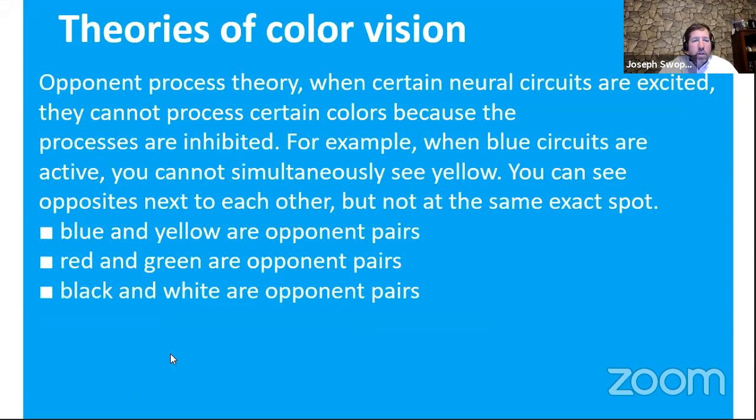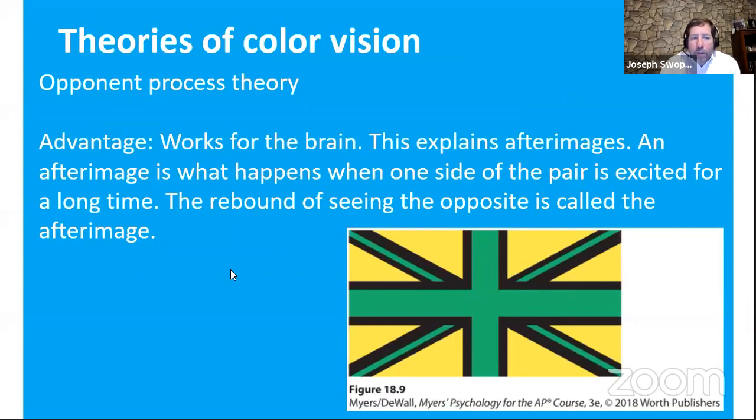The other theory is the opponent processing theory. And this is when certain neural circuits are excited, they cannot process their opposite colors. For example, when blue circuits are active, you cannot simultaneously see yellow. You can see opposites next to each other, but not at the exact same spot. And I think you've been exposed to this: blue, yellow, or opponents, red, green, and black, white. The reason this is important is it helps us explain the concept of after image.